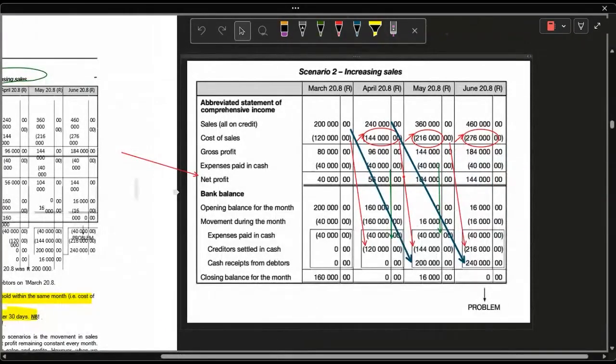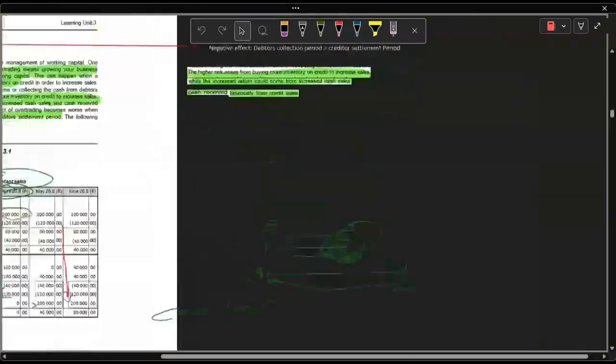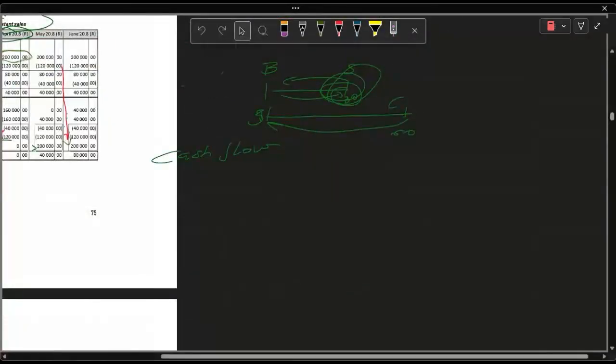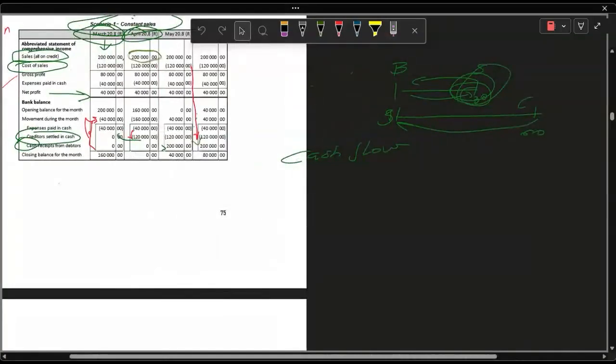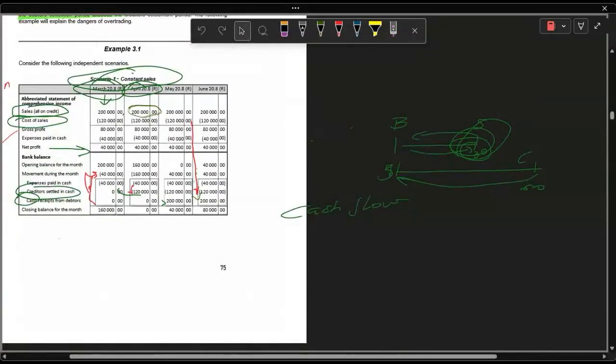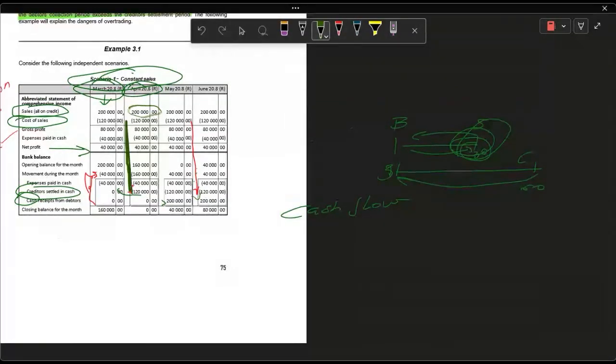These two are for you to see the difference between the different settlement periods. Remember, in this particular scenario one, everything is constant. You settle your creditors 1 month later. I'm going to actually use this. Do you see this one is settled 1 month later? All right, so you see it's settled 1 month later.